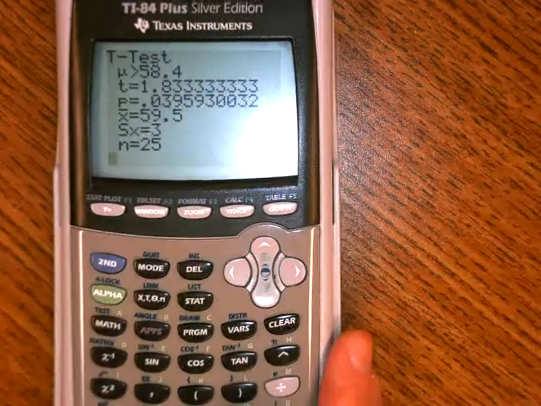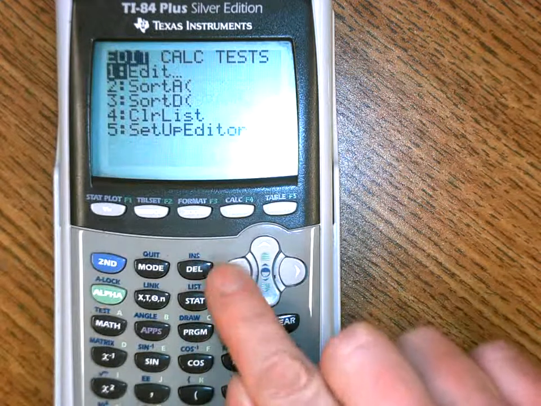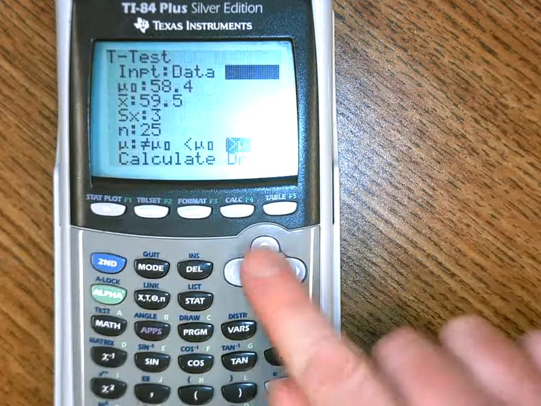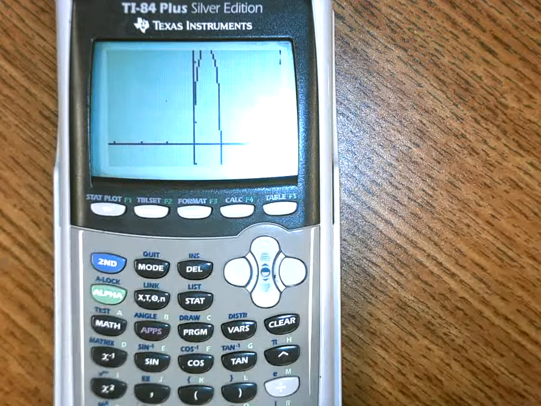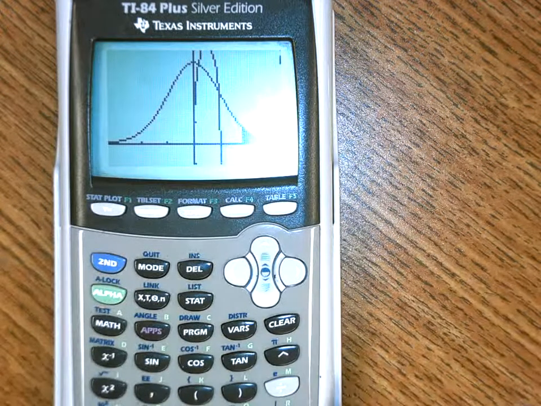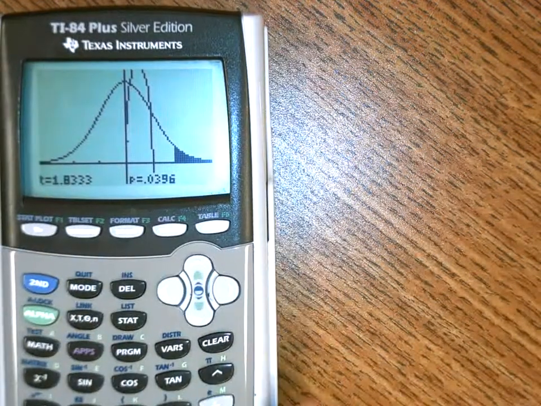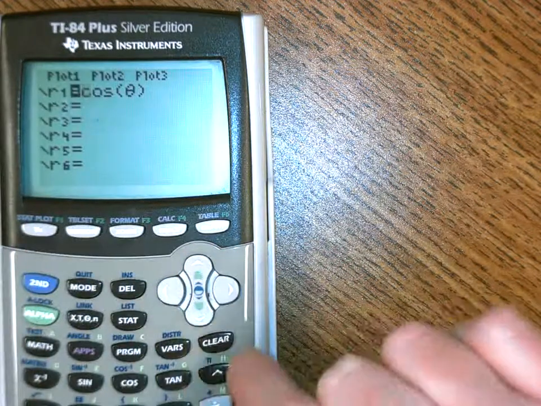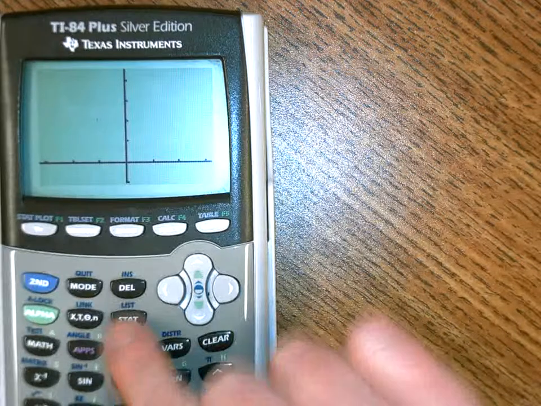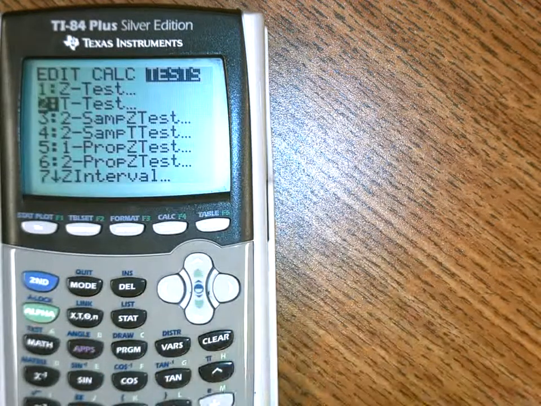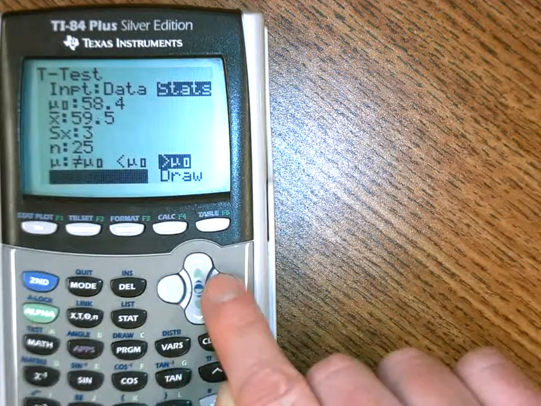So I'm going to go back to the test, and instead of calculate, I'm going to draw. Stat, test, t-test, draw. Uh-oh, I have something going on in my y equals. And here comes my curve. Sorry, there's a glare right there. I'm going to first clear that out. And then, will my graph show? Nope. I have to go back to stat, test, and draw again.